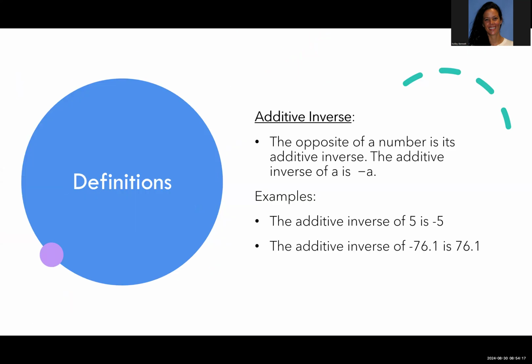So, definitions. Let's talk about the additive inverse. The opposite of a number is its additive inverse. And so we would say that the additive inverse of A is negative A. For examples, if you had positive 5, the additive inverse is negative 5, whereas if you had negative 76.1, the additive inverse is 76.1. So the additive inverse is you have to change the sign.